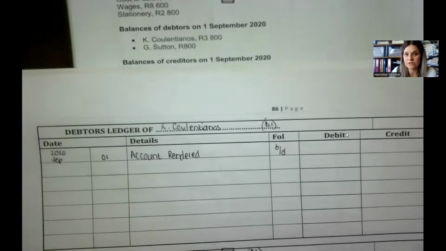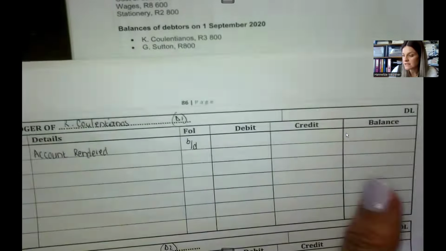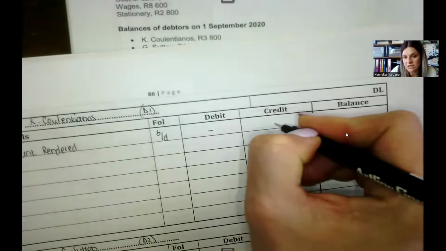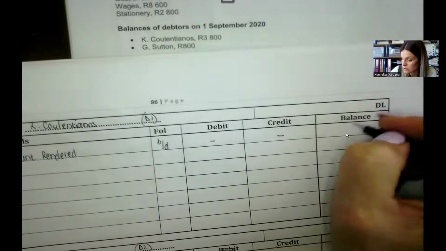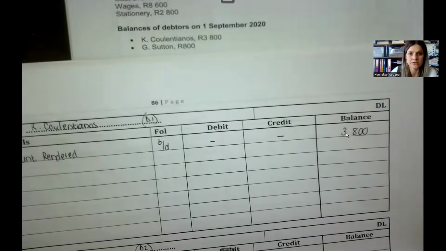Then I just have to go to the balances to see it was 3,800. Because it is not a new transaction, I'm not going to enter anything in debit or credit. I'm going to go straight to balance, and I'm going to write there 3,800.